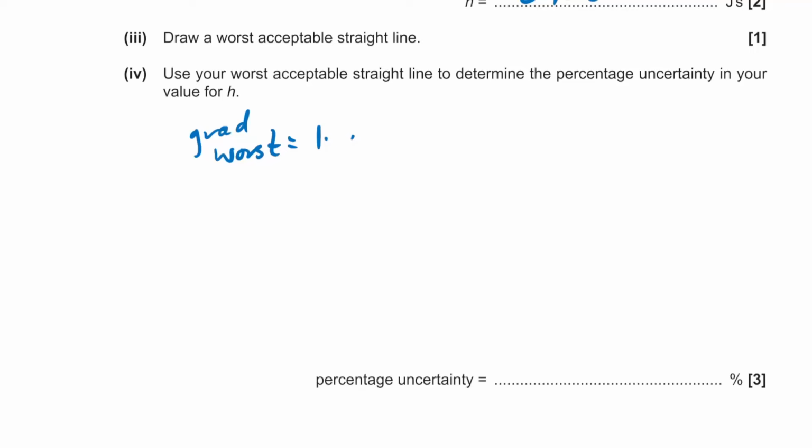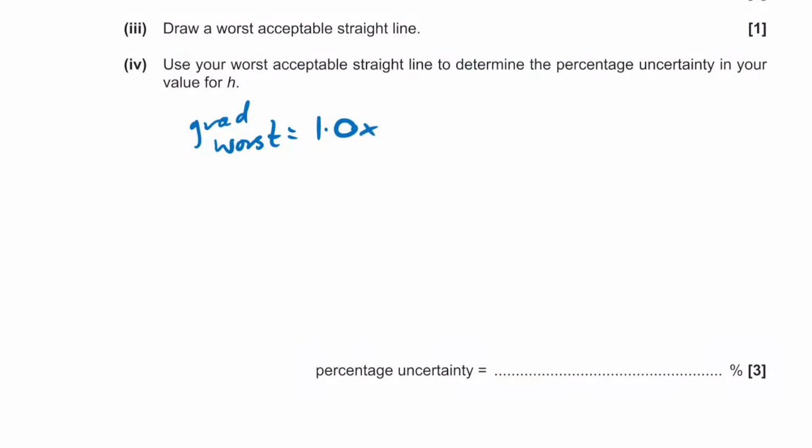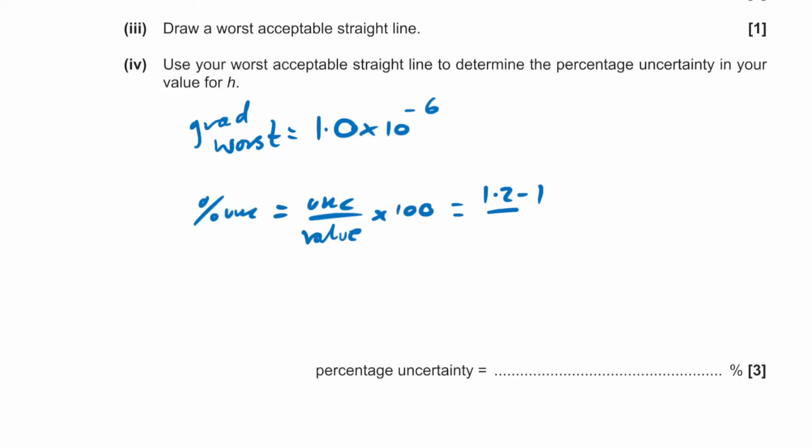So you could end up with a higher gradient than the 1.2 that we had up here. So I think they're looking for something like a 0.2 difference. So I'm just going to say 1 times 10 to the minus 6. And so we know that percentage uncertainty is equal to the absolute uncertainty divided by the value times by 100. And all of these are times 10 to the minus 6, so we don't care too much. So 1.2 take away 1 divided by 1.2 times by 100. So it's going to be basically 0.2 times 100. So 20 divided by 1.2. And I end up with 17%. But whatever you do as your calculation, you will get the mark.